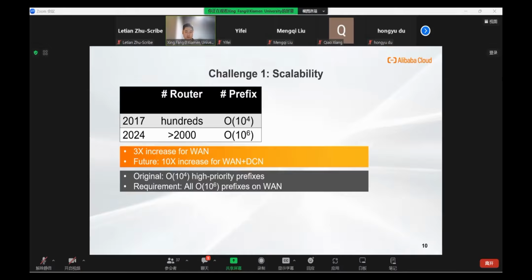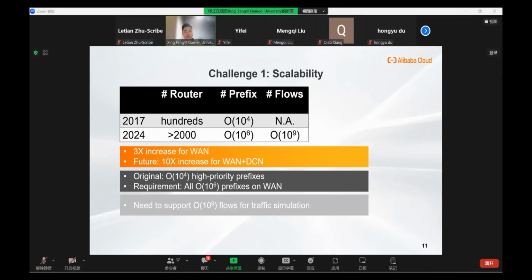Second, the number of prefixes to be verified has increased by 2 orders of magnitude. The original Hoyan handled only tens of thousands of high-priority prefixes, but it now needs to simulate all prefixes across the WAN, at a scale of millions.